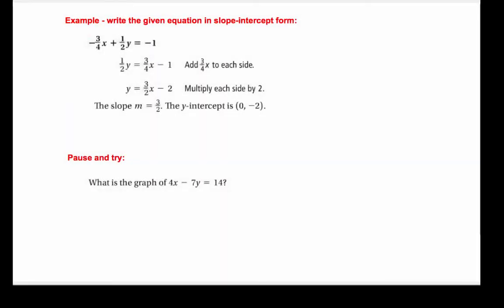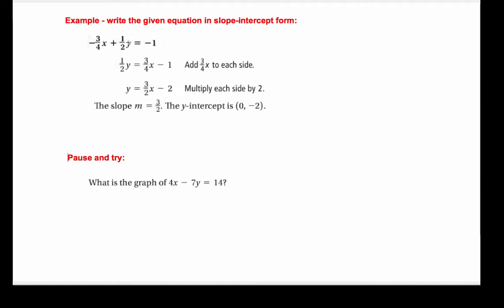Okay, so one thing that we need to be able to do, because slope-intercept form is so useful, it is the preferred method of choice. Anytime that we want to write an equation, sometimes they're not given to us in slope-intercept form, and depending on the work that we need to do, a lot of times we want to just go ahead and write this thing in slope-intercept form. So here we have an equation, -3/4 x plus 1/2 y equals -1. We want to write this in slope-intercept form.